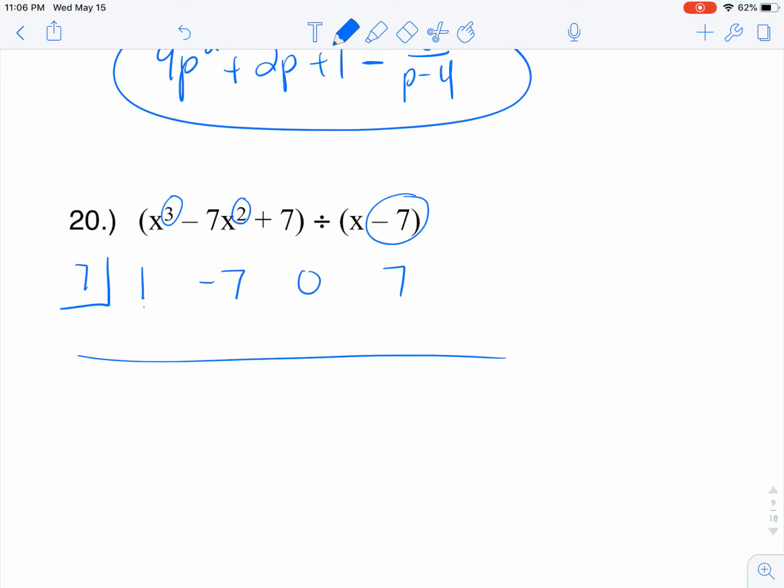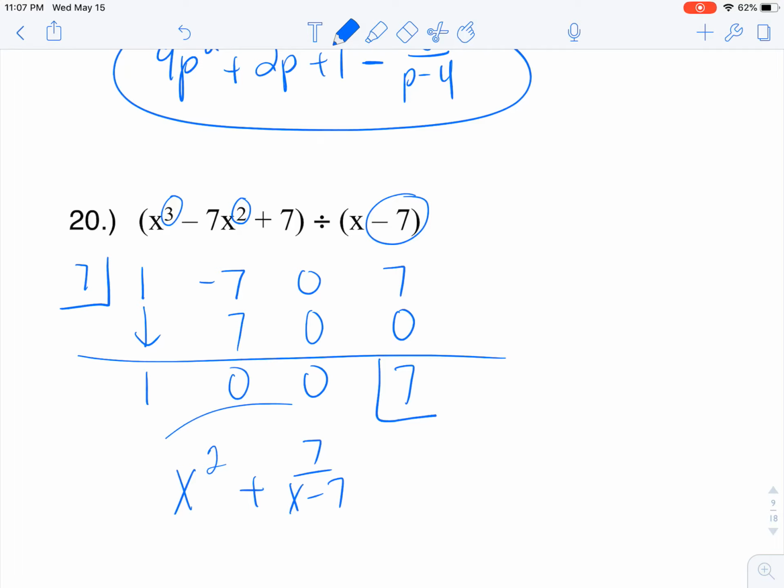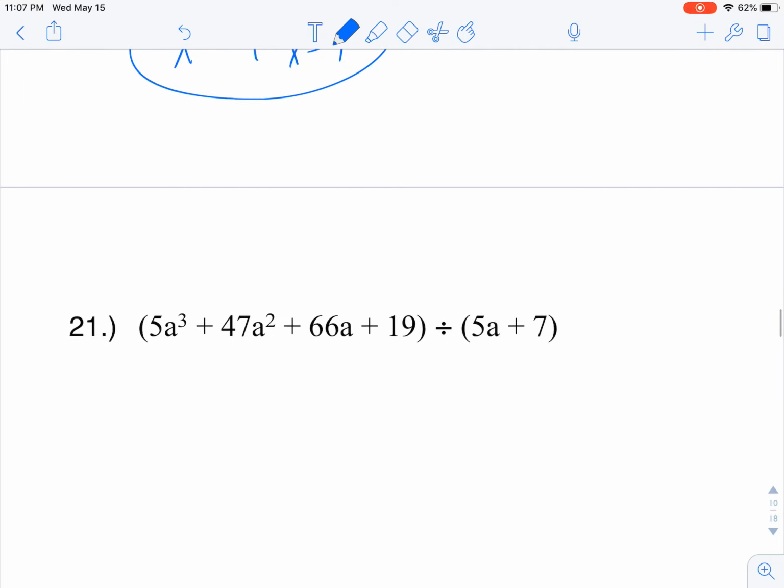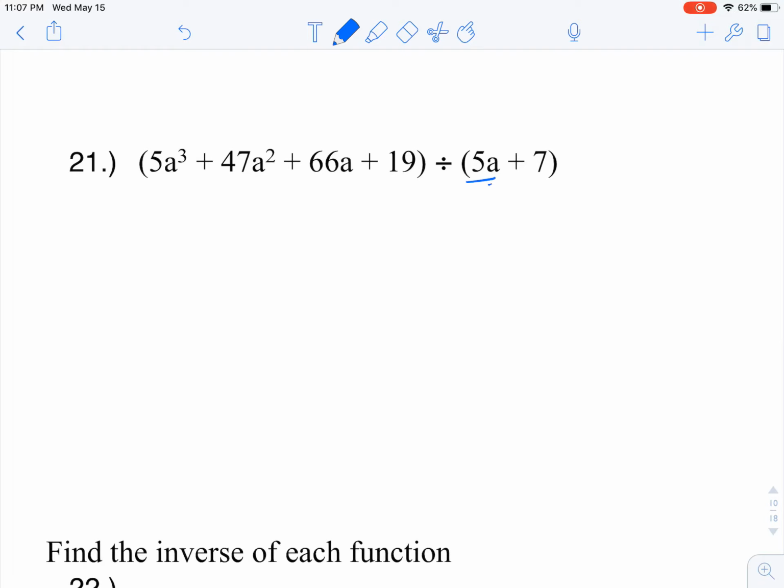Okay? Can't forget that. 7 times 1 is 7. 7 times 0 is 0. Just kind of goes like that. So we have x squared plus 7 over x minus 7. And that's your solution. It looks kind of weird, but that's your solution. All right, next one. Before we start, we got to divide everything by 5.